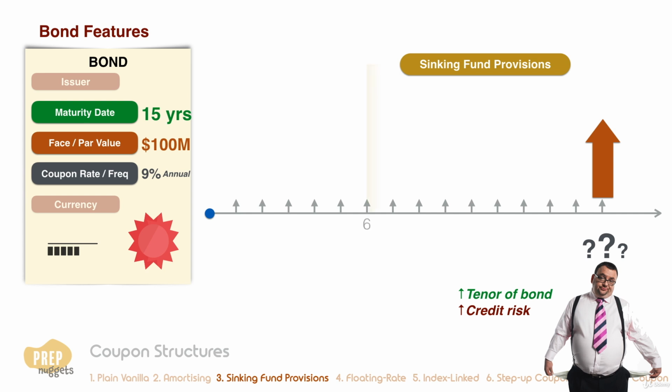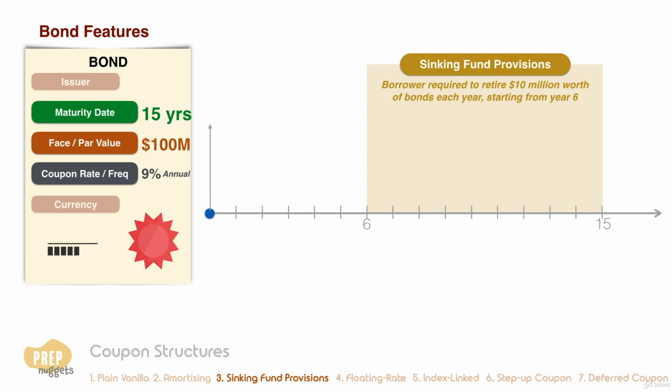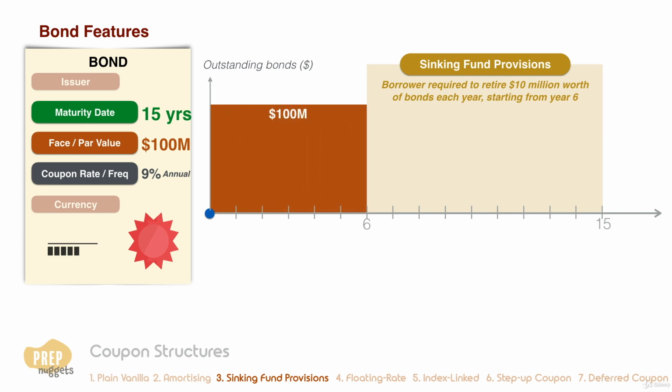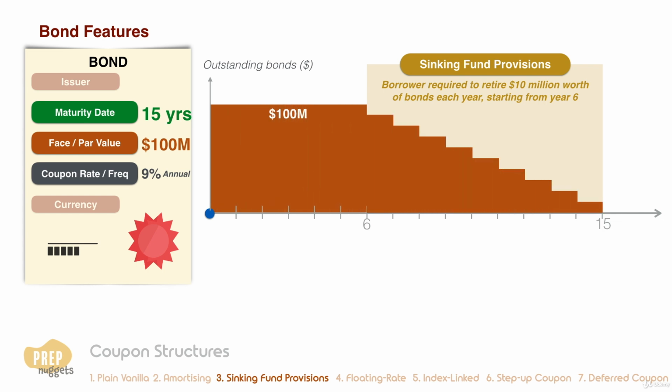For example, a 15-year issue with a face amount of $100 million can have a sinking fund provision that requires the borrower to retire $10 million each year, starting from the 6th year. So, for the first 5 years, the par value of the outstanding bonds is $100 million. From the 6th year onwards, the amount of outstanding bonds should be lowered by $10 million each year.